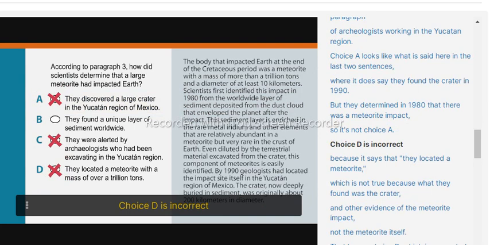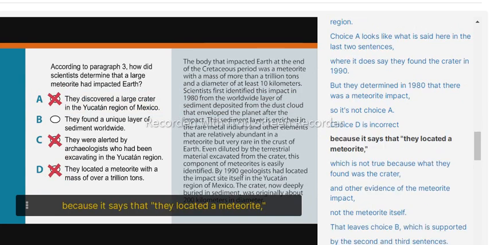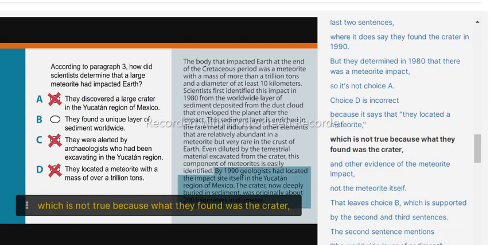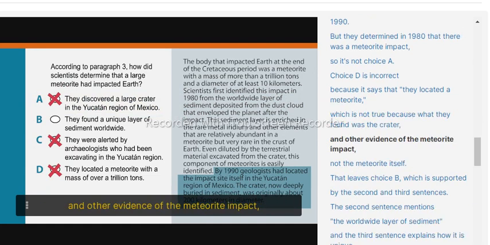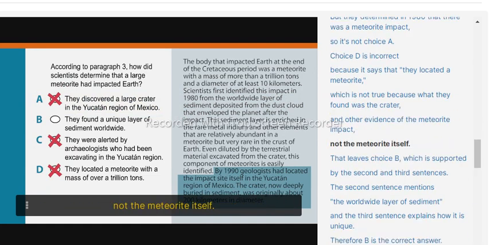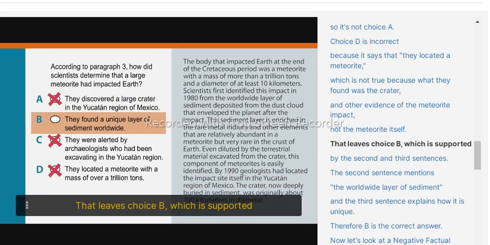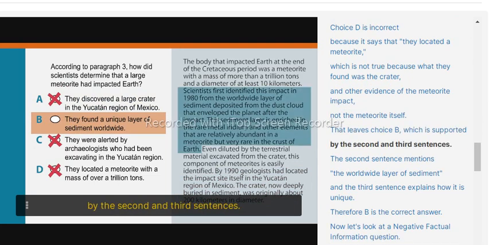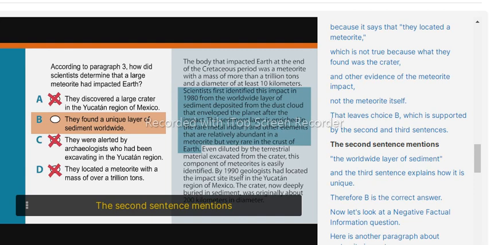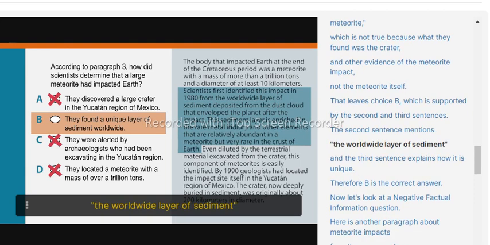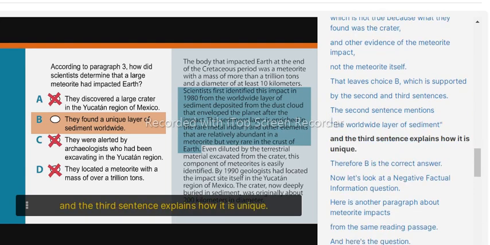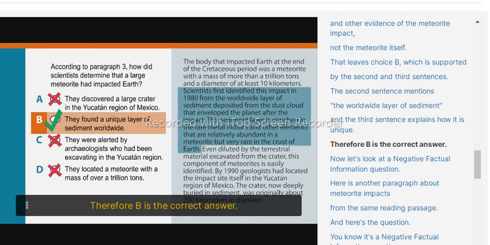Choice D is incorrect because it says that they located a meteorite, which is not true because what they found was the crater and other evidence of the meteorite impact, not the meteorite itself. That leaves choice B, which is supported by the 2nd and 3rd sentences. The 2nd sentence mentions the worldwide layer of sediment, and the 3rd sentence explains how it is unique. Therefore, B is the correct answer.